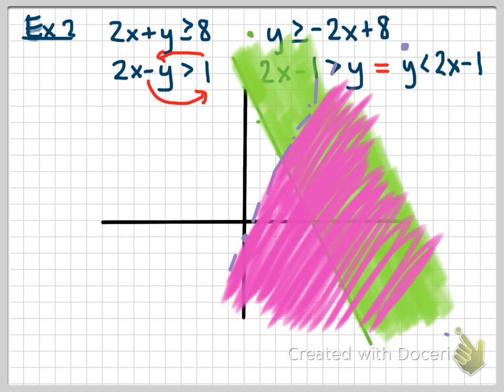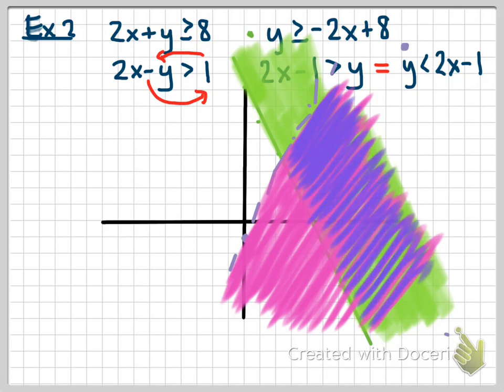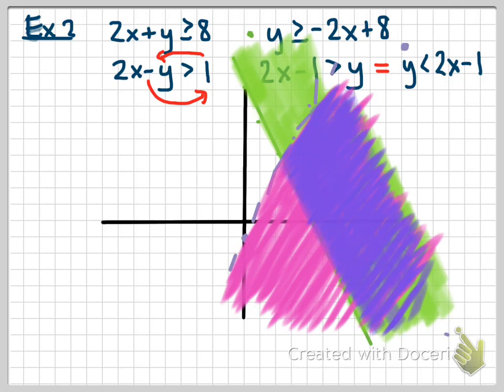And the overlap is right here. So all the points in here are the solution for the two systems of inequalities.